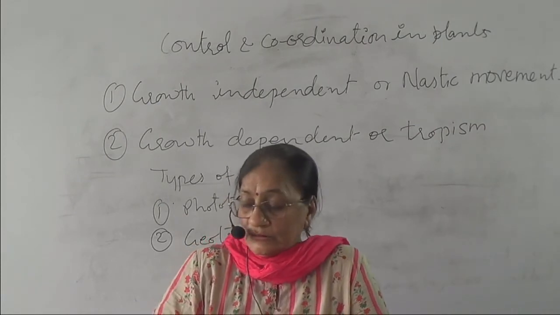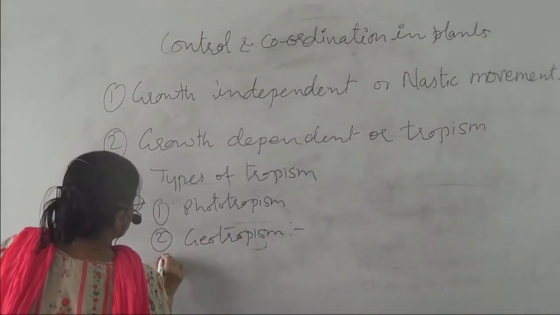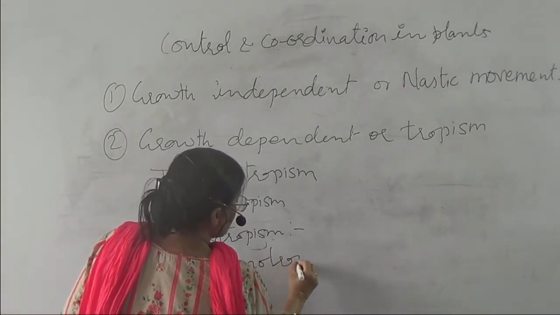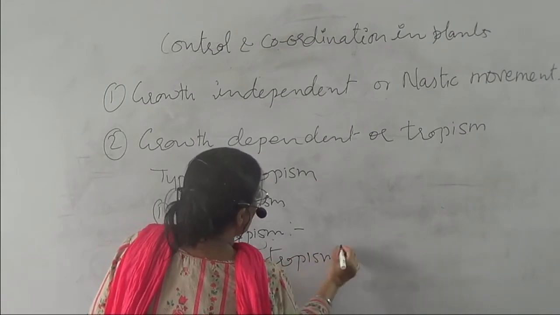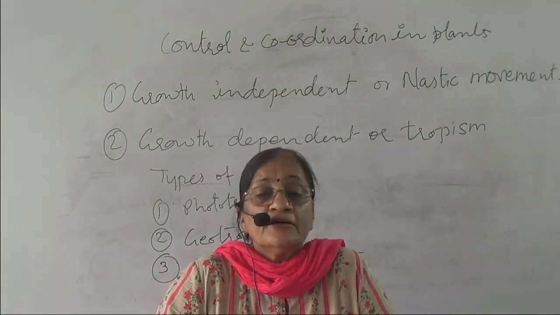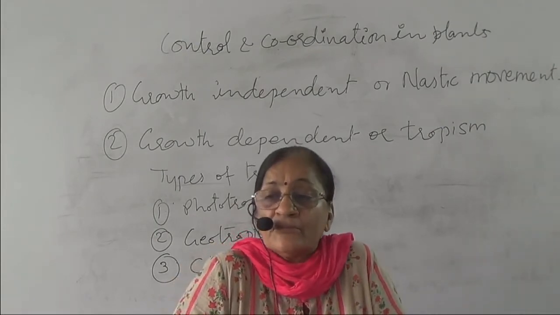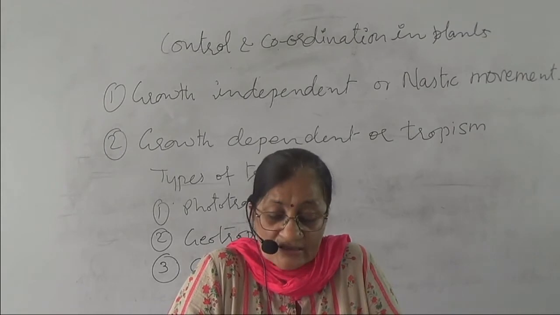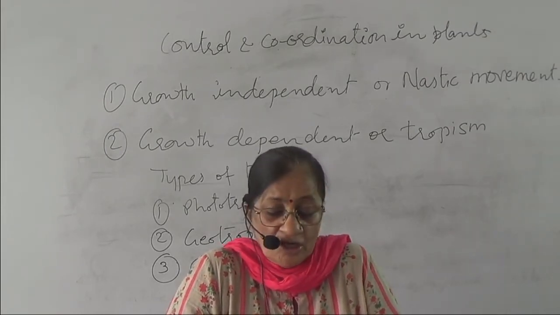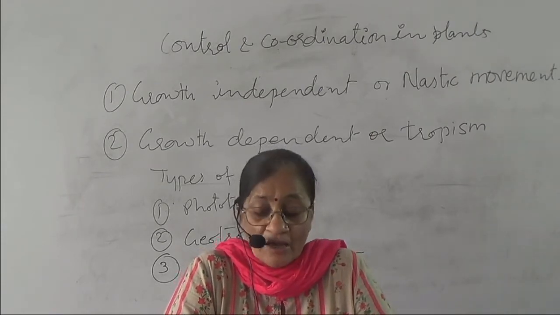Now, third type of tropism is chemotropism. Chemotropism, as the name indicate, it is the response to chemical stimulus. So chemotropism mean it is the directional movement of plant part in response to chemical stimulus.